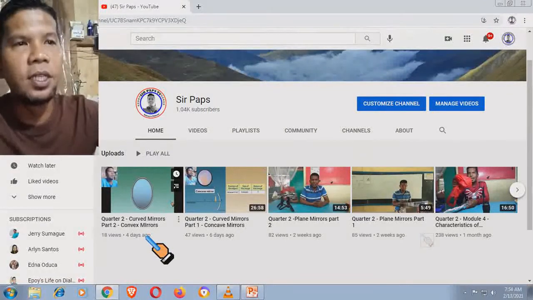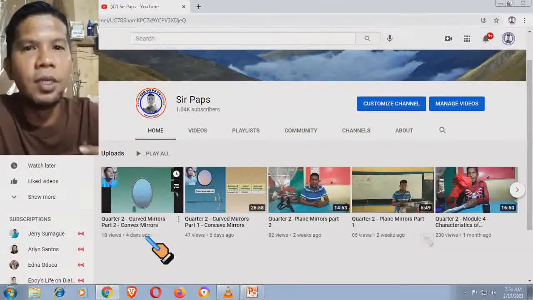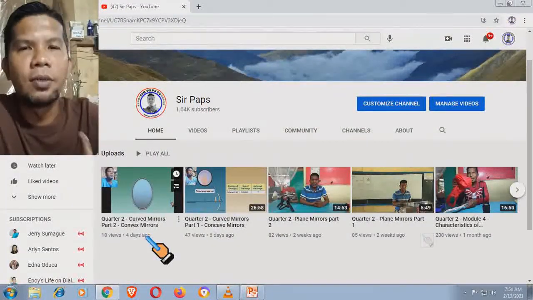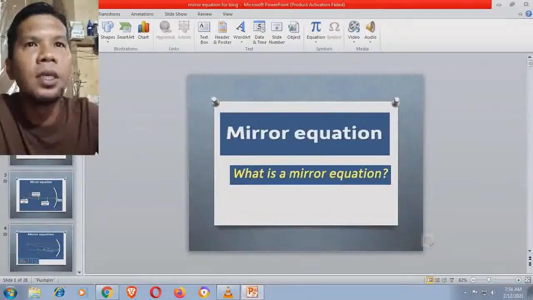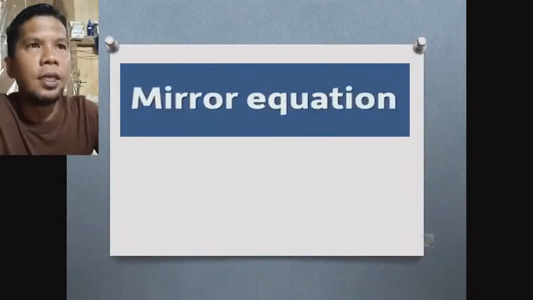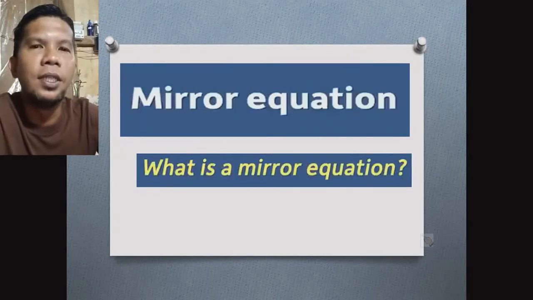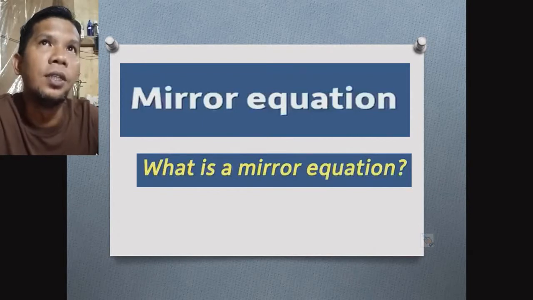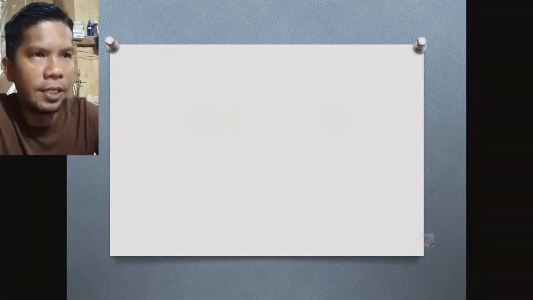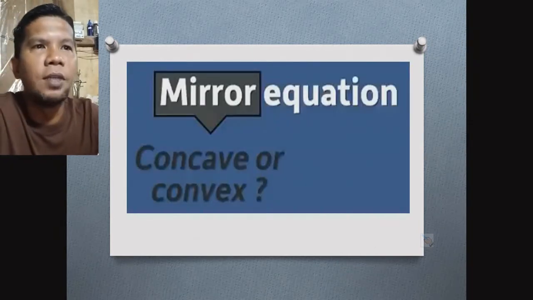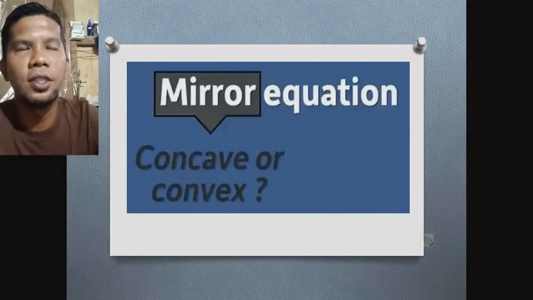So dito, sa video na to, ibibigay natin ng information yung mga estudyante natin on how to derive the mirror equation and how to solve problems in mirror equation. Okay, let's start. So yung mirror equation natin can actually be used in both convex and concave mirror. So siya yung 1 over F is equal to 1 over V plus 1 over U. Okay? So, mamaya tingnan natin kung ano yung formula. It can be used for concave or convex mirror. Actually, it can also be used in lenses. Now, this is a general formula.